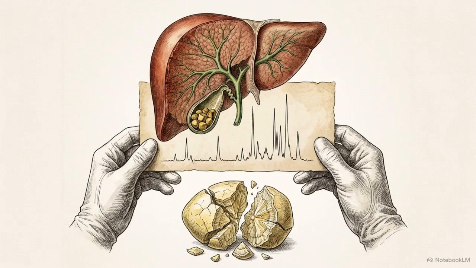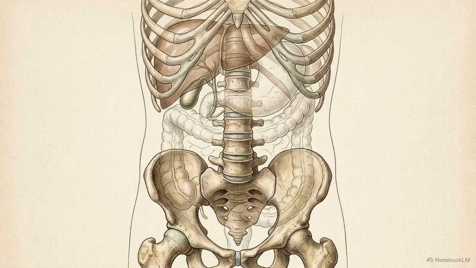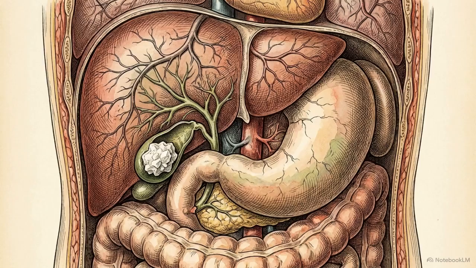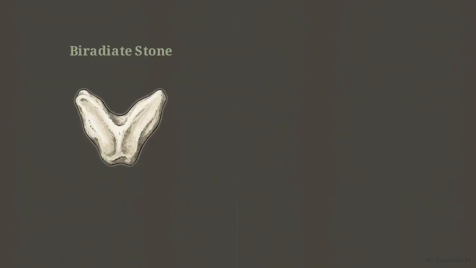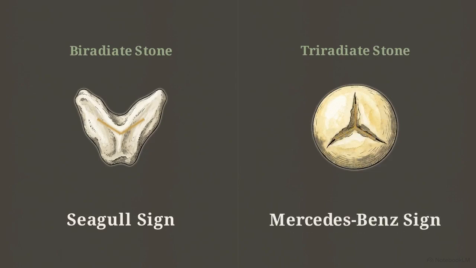Tracing the exact biochemical composition of an extracted stone dictates the next phase of care, steering clinicians to investigate systemic hemolysis or occult parasitic infections. Standard radiography is poorly equipped to diagnose gallstones because 90% of them are entirely radiolucent. Only 10% contain enough calcium to appear on an X-ray. When they are radio-opaque, they leave specific geometric signatures. A biradiate stone creates a classic seagull sign, while a triradiate stone forms the Mercedes-Benz sign.